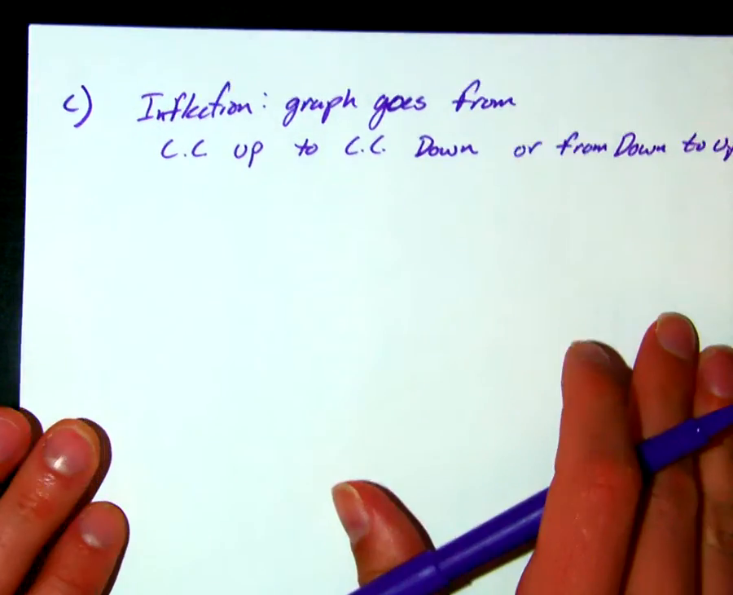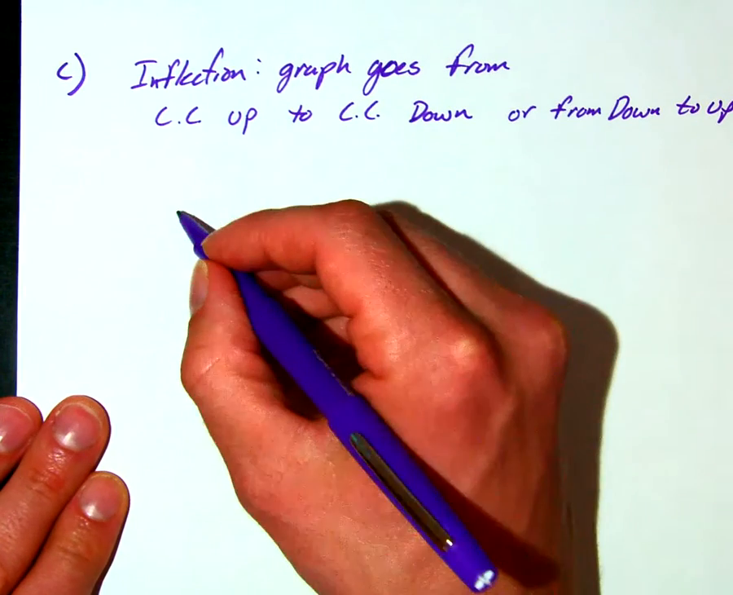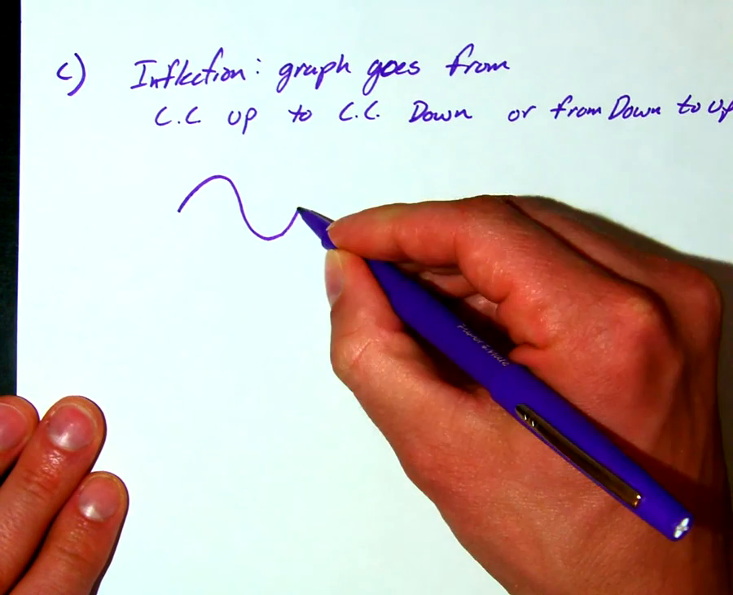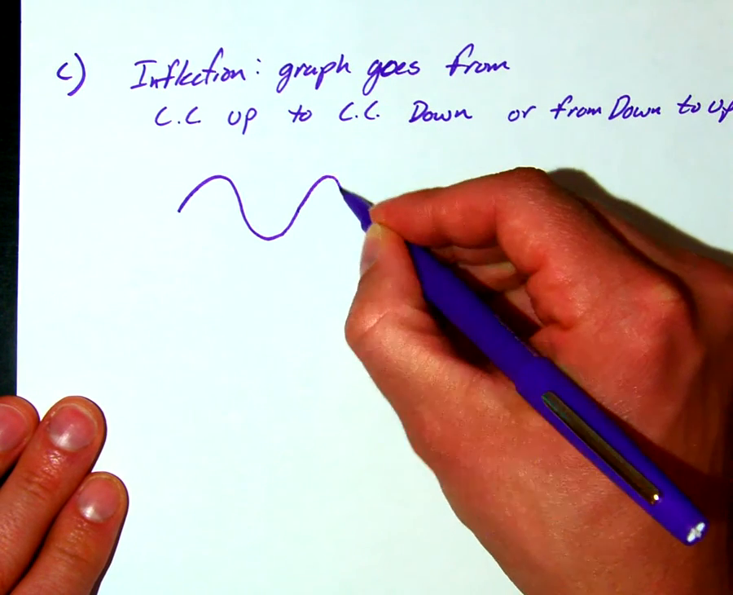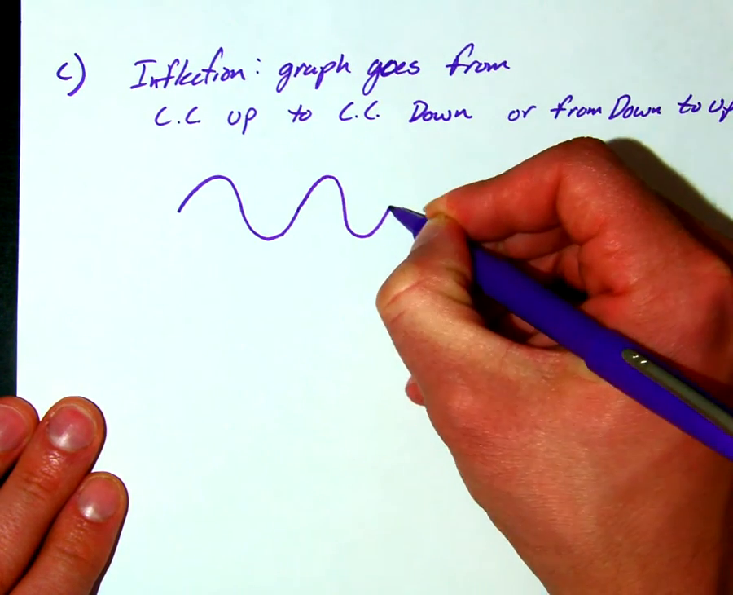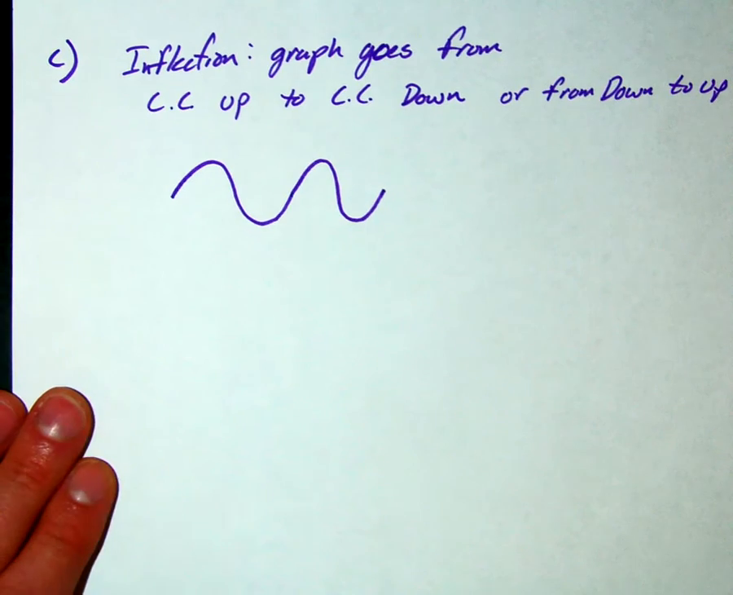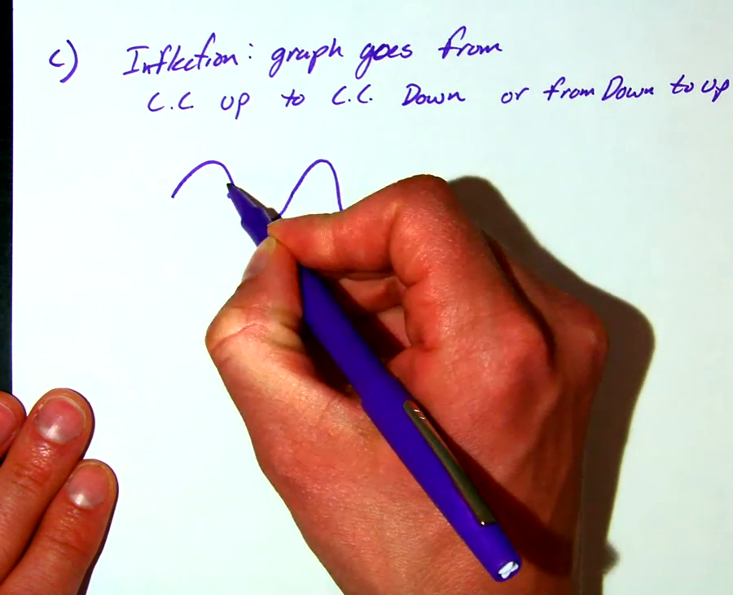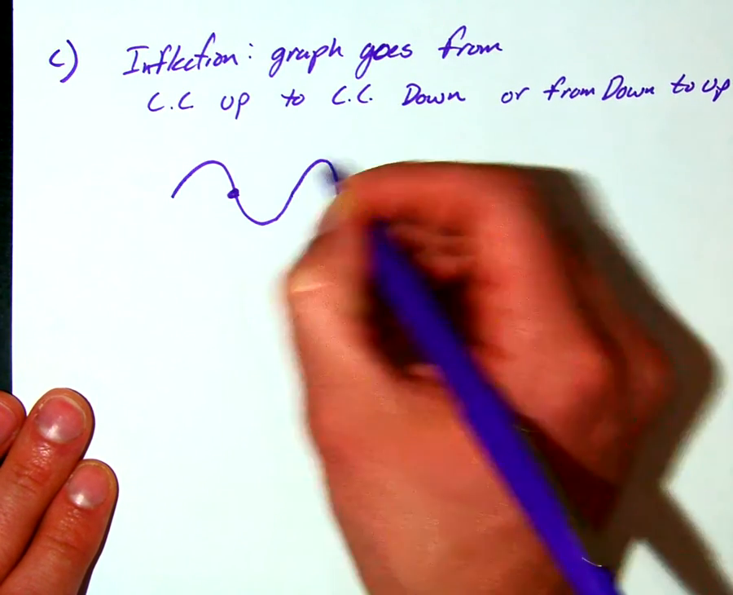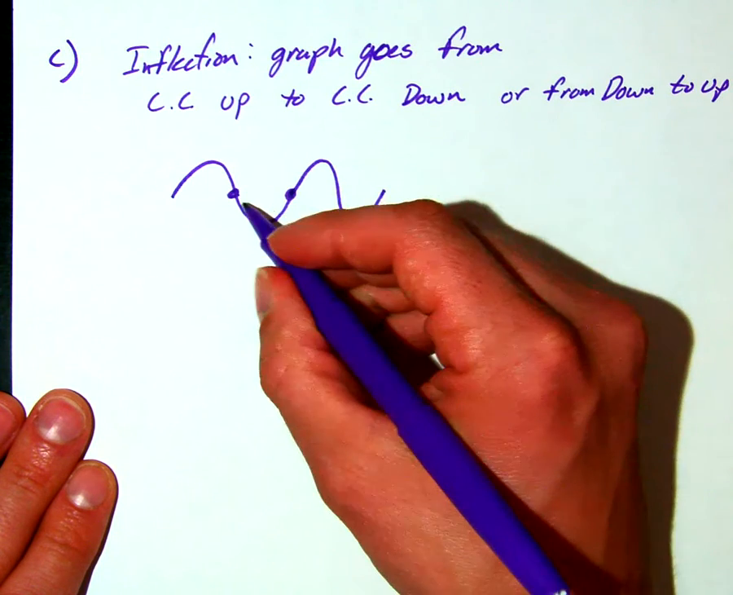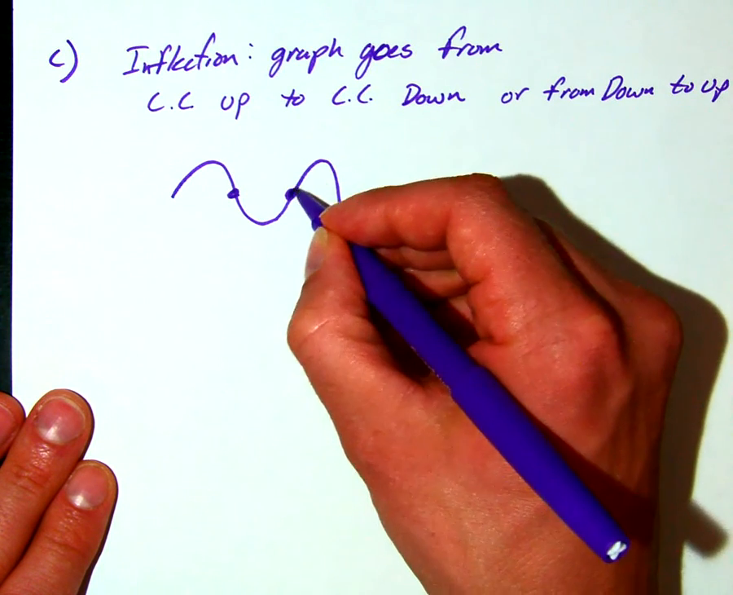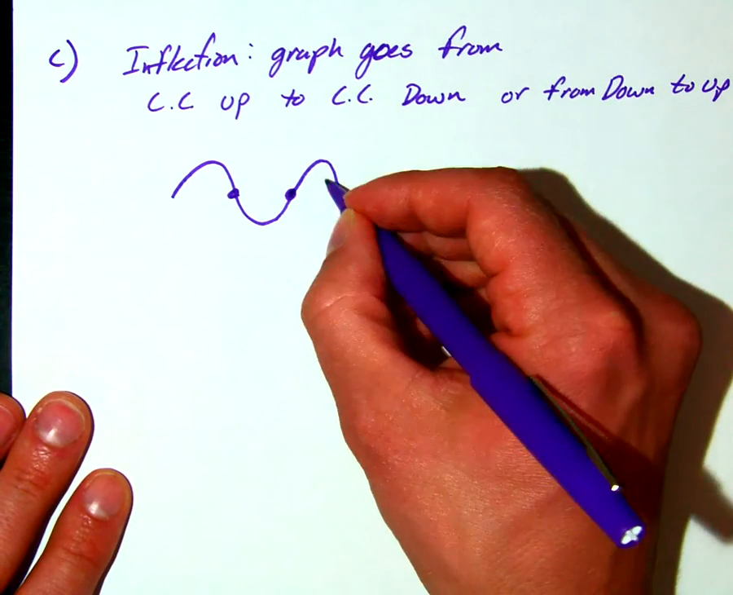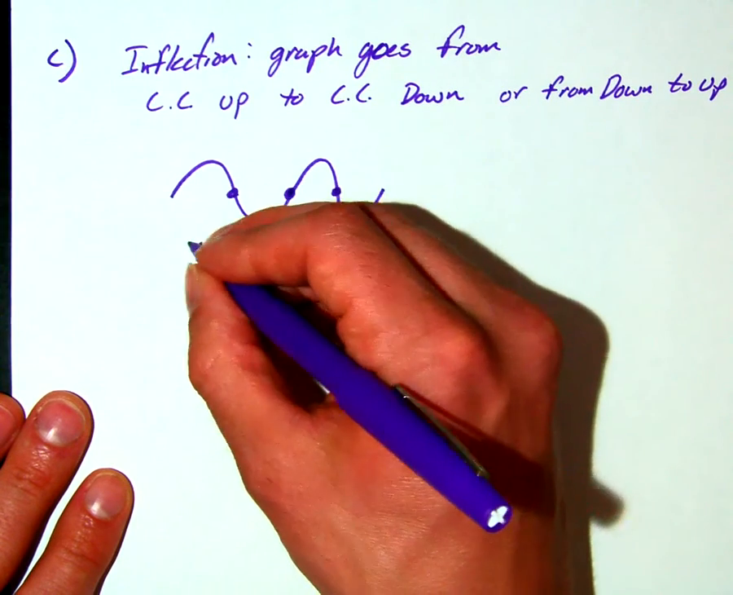I forgot about that. I'm just going to make a quick graph of sine of x to illustrate this. Here's one sine wave, and then here is another sine wave. Now, I've got a couple of inflection points. I've got one right here because it goes from concave down to concave up. I've got one right here because it's going from concave up to concave down, and then another one right there, down to up. These are all the inflection points.